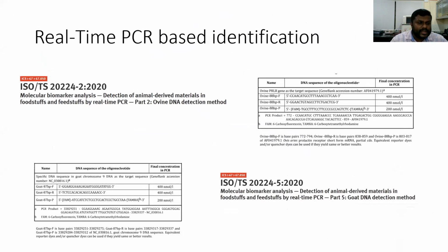If you see the ISO standard 20224:2020, that is for the real-time PCR based test for ovine DNA detection, ISO 20224 part 5. You can directly purchase this ISO standard from the BIS office or from the ISO website. You can use these primers to design your test in your laboratory, but you need a real-time PCR.